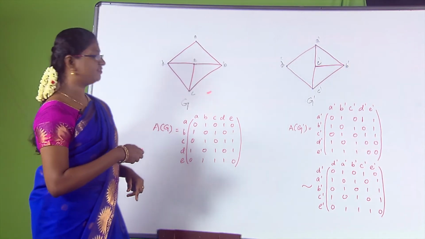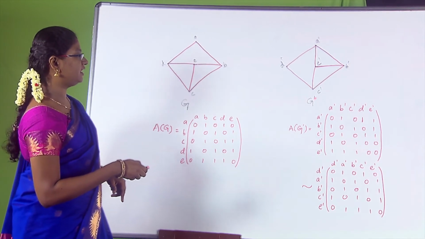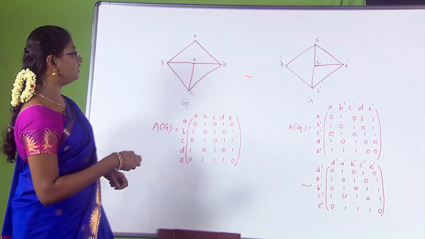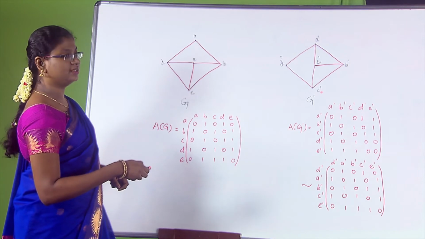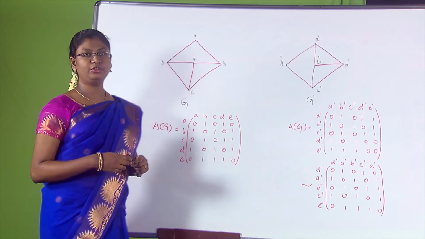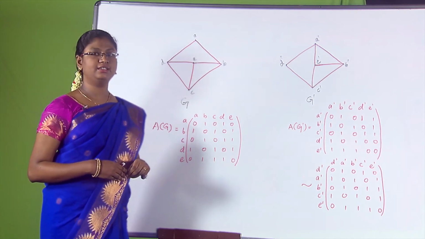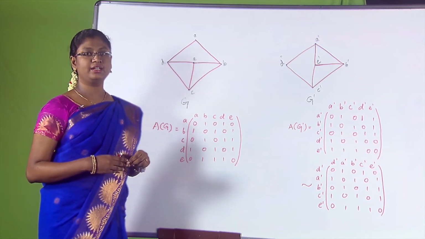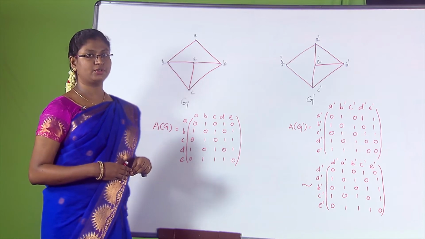So, this is graph G and this is graph G dash. We are going to show these two graphs are isomorphic to each other by using adjacency matrices. We have seen already that two graphs are isomorphic to each other if their adjacency matrices differ only by a permutation of rows or columns.